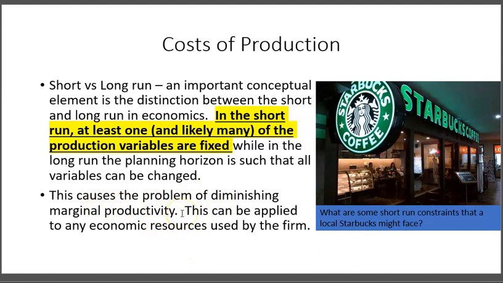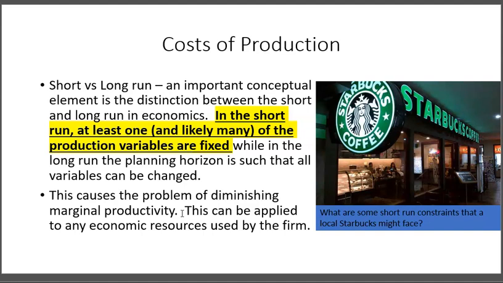Now, you may recall from earlier in the semester a concept called diminishing marginal utility, where as you consume more of something, you value each additional unit less. Diminishing marginal productivity kind of is similar. And what it says is that as we add more units of an input, we are going to get subsequently less output if nothing else changes except that one variable.